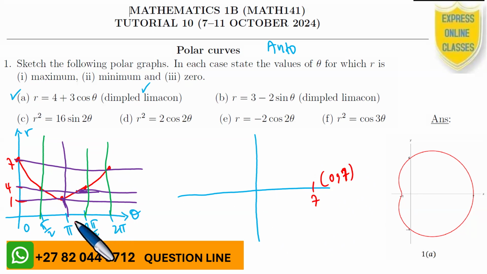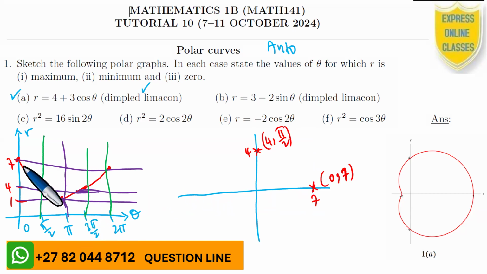At pi over 2, it is 4. Pi over 2 is here. You have what? You have a 4. So r theta, you put the r and then you put pi over 2. So you're going to be here and there.